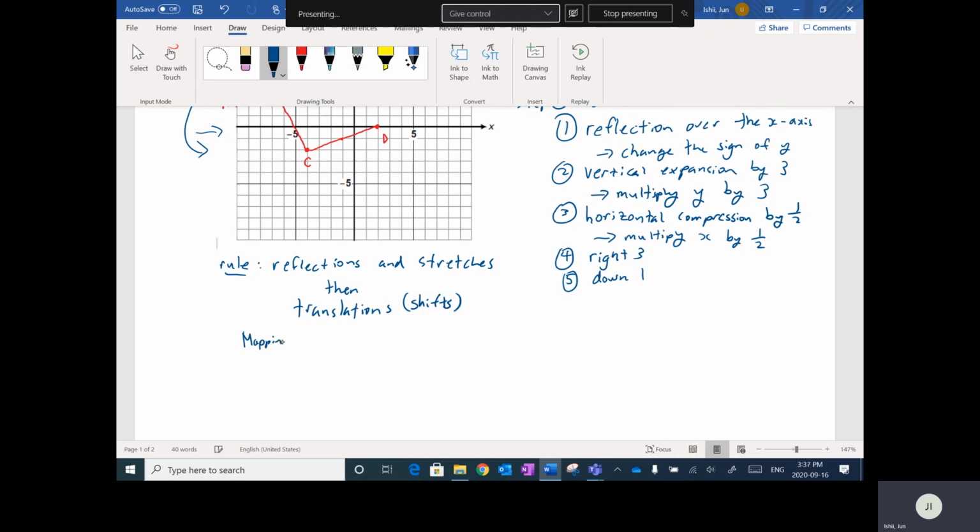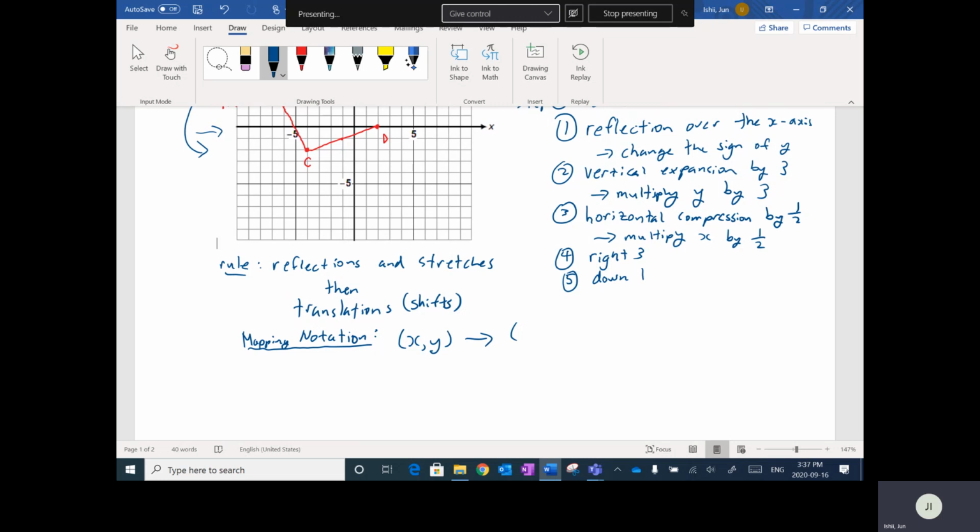The mapping notation is kind of like a rule that we follow. We're going to plug in the points on the original function, and once we plug it in, it should give us points that are on the new function. So mapping notation, x, y. These are the original points. What we're going to do is write the algebraic steps that we would take in order to get the new points, or the points on the new function.